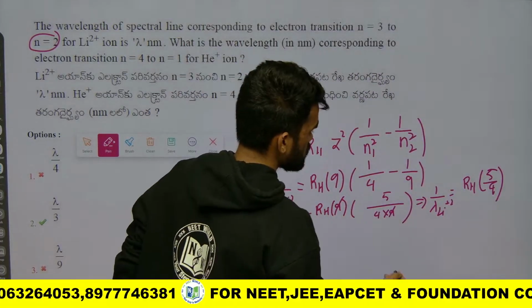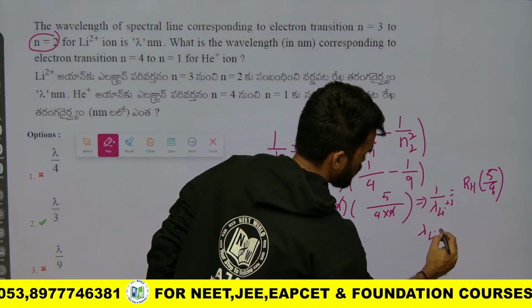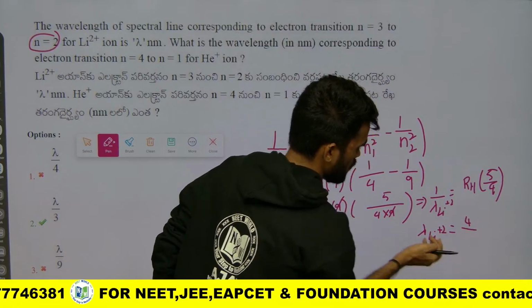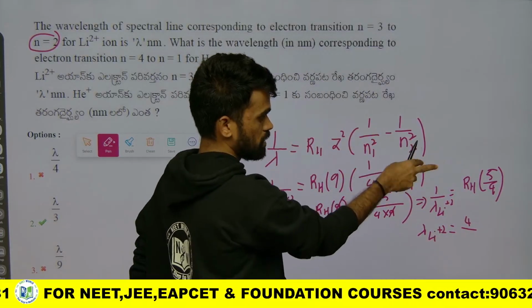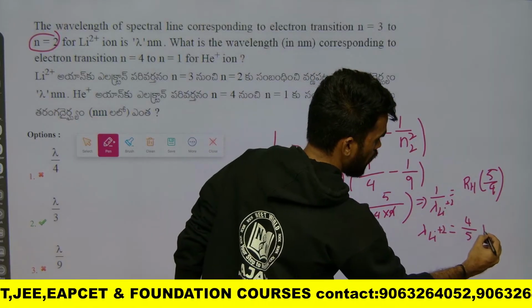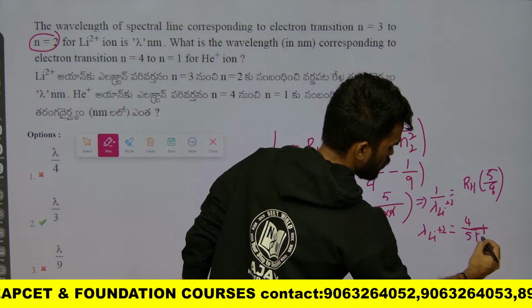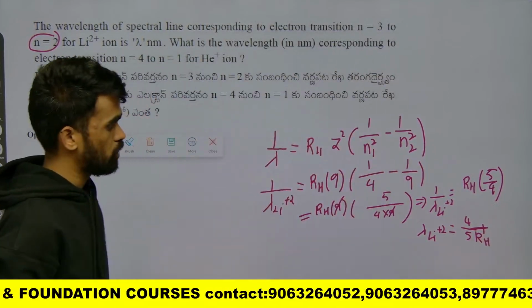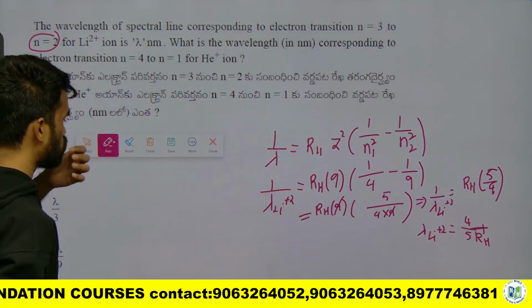So from this, lambda of Li plus 2 equals, I just take the reciprocal or inverse of this, so you will get 4 by 5 RH in the denominator. This is the value you will get for lithium. Similarly, we need to do it for helium.